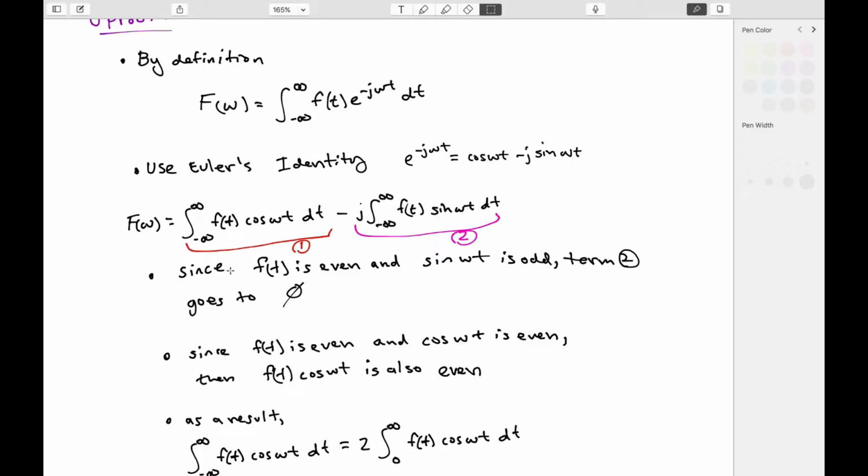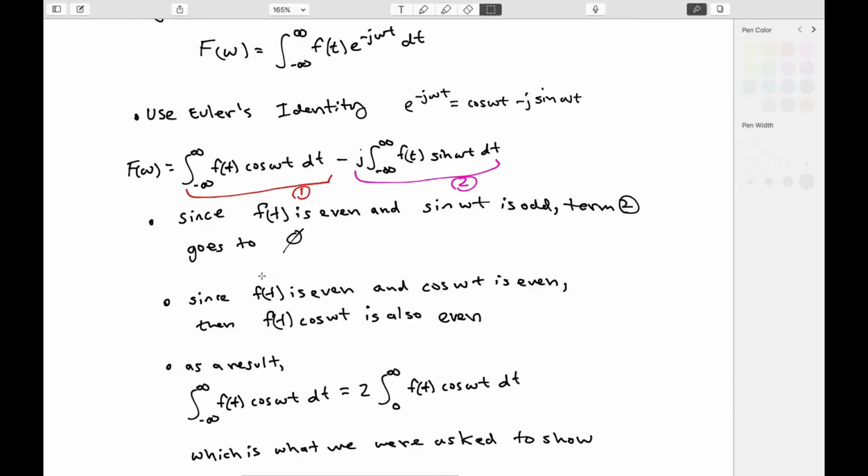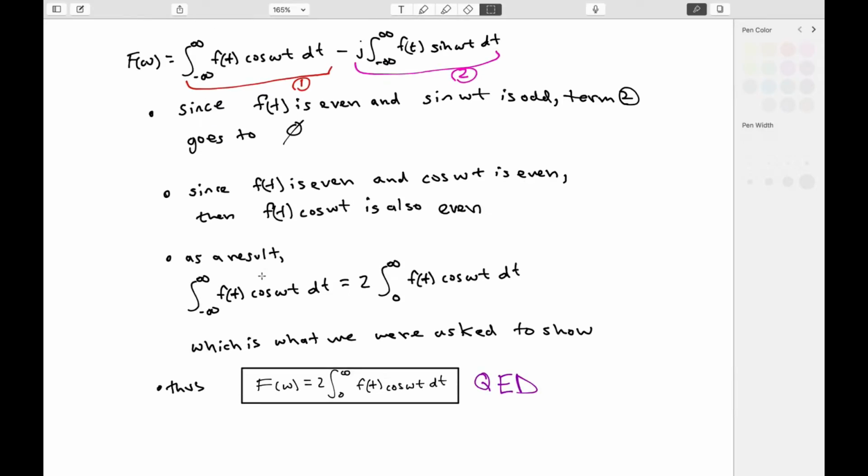Since f of t is even and sine of omega t is odd, then term 2 goes to 0. An even function multiplied by an odd function is odd, so its integral is 0. Since f of t is even and cosine omega t is also even, then f of t cosine omega t is also even. If you take two even things and multiply them together, you get an even thing. It's just like numbers.